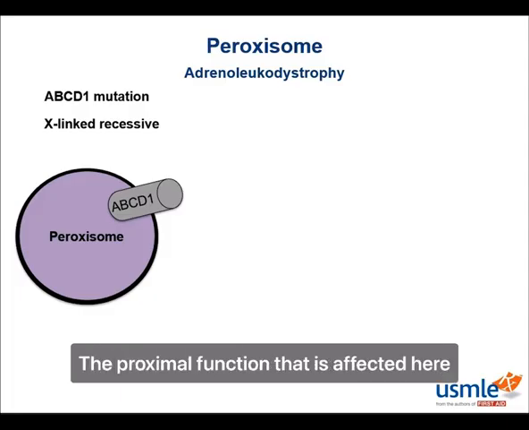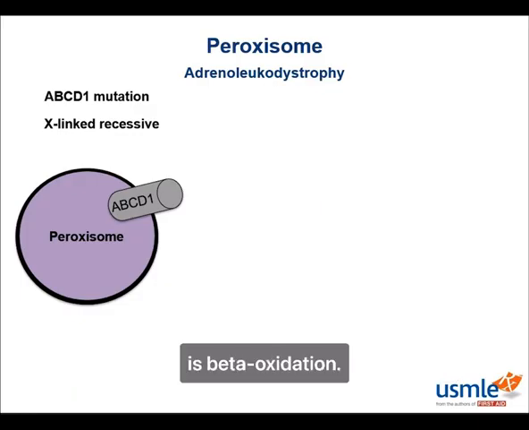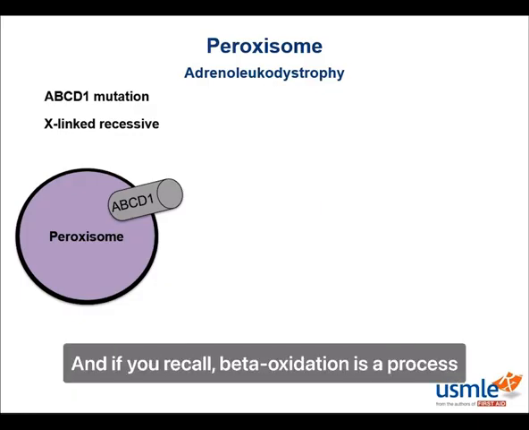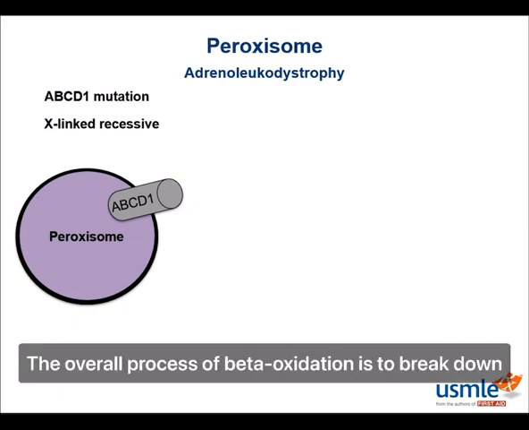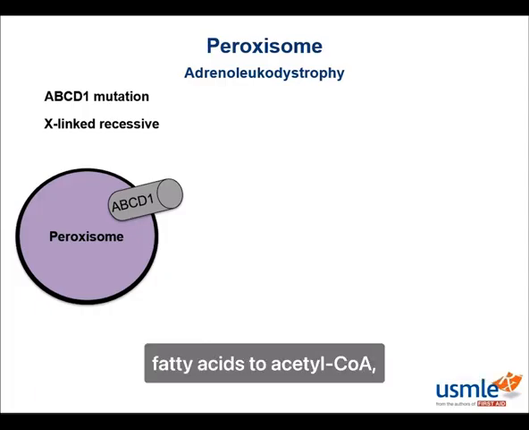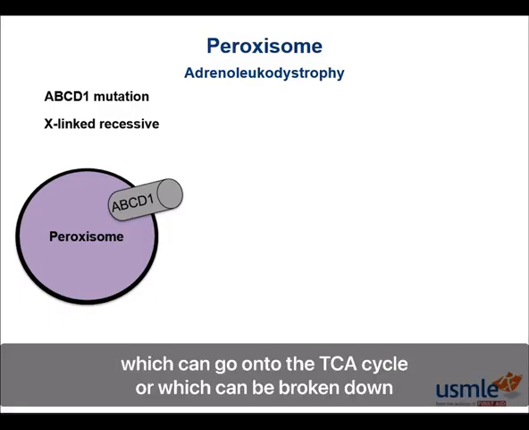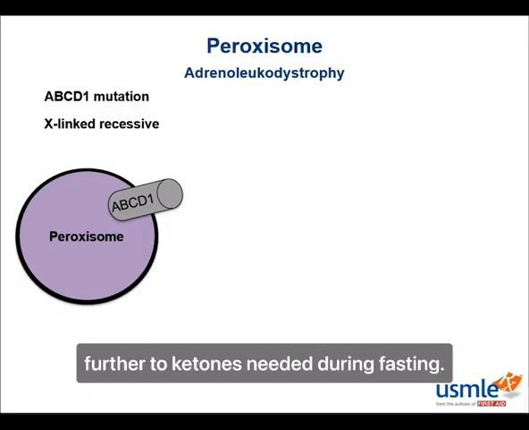The peroxisomal function that is affected here is beta oxidation, and if you recall, beta oxidation is a process that generally occurs in the mitochondria. The overall process of beta oxidation is to break down fatty acids to acetyl-CoA, which can go on to the TCA cycle or which can be broken down further to ketones needed during fasting.